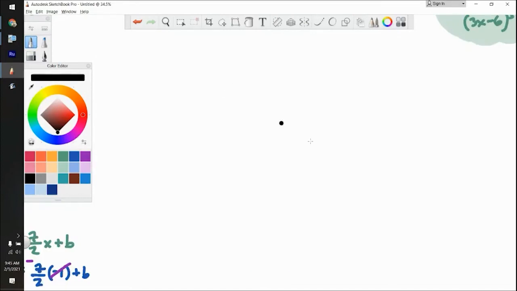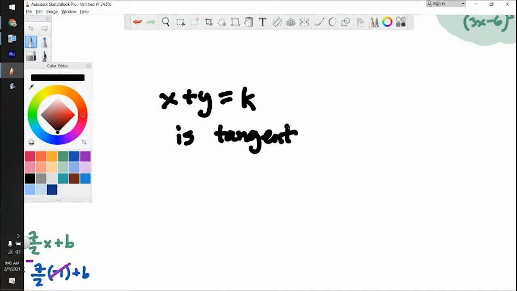So let's do this. There's a line, and the equation of the line is this. If I fall on my face on this one, I apologize ahead of time. K is a constant. This line right here is tangent to this equation here.